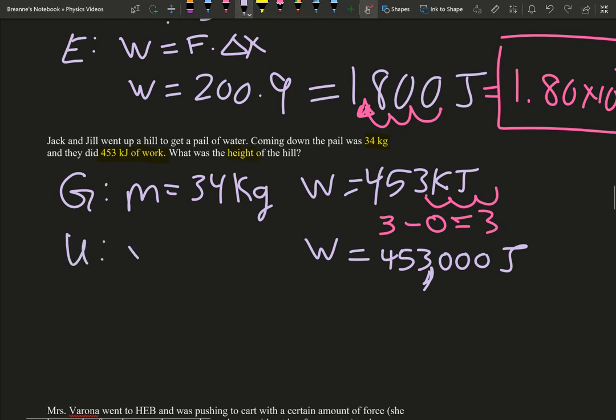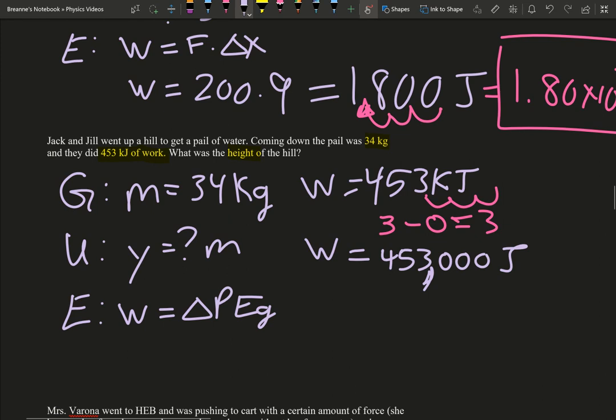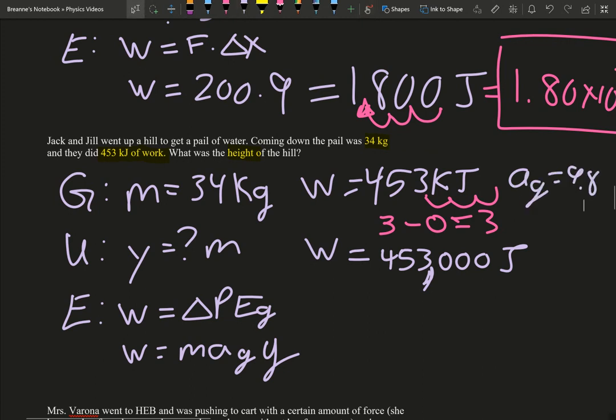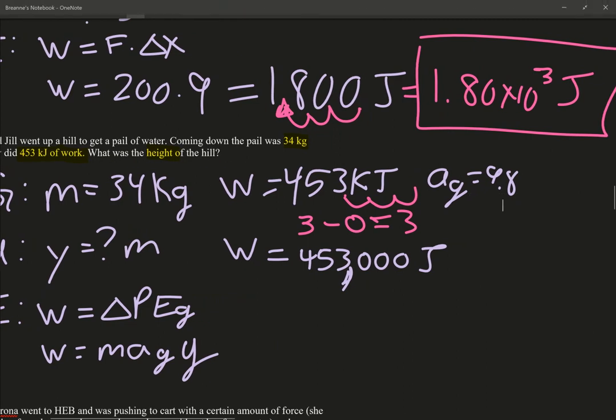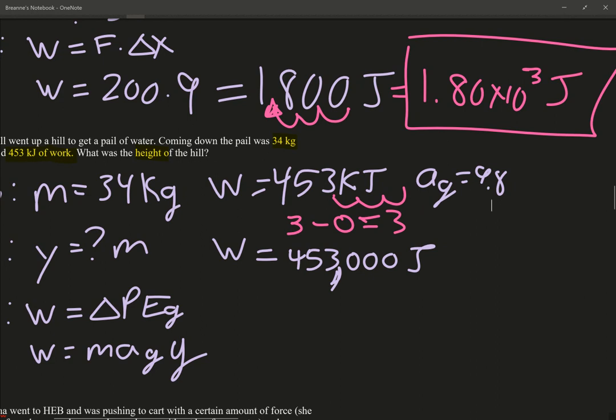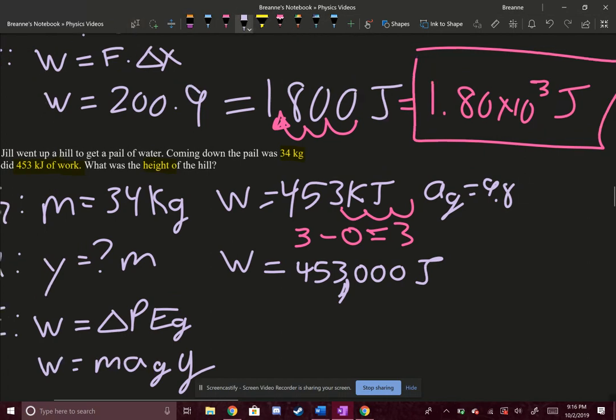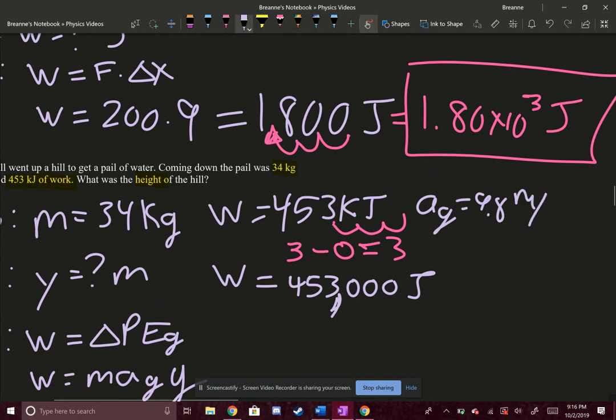So our unknown is y. So what equation can we use? Now we need an equation with work in it, and an equation with y in it. There's only one that will do it, and it is our gravitational potential energy. So work equals mgy. So we need to add our g to our givens, which is 9.8 meters per second squared.